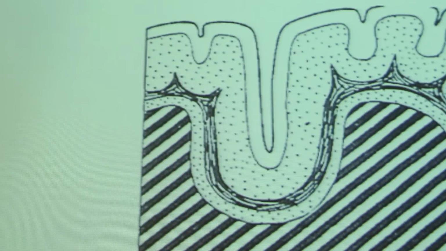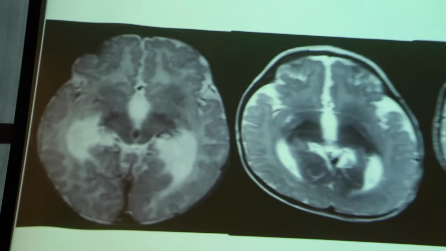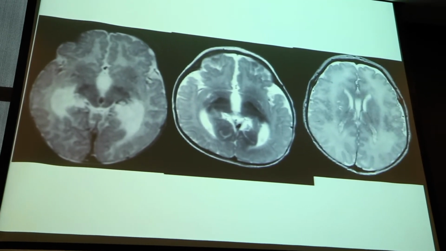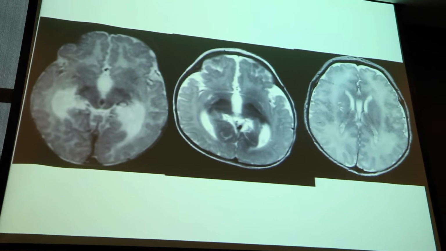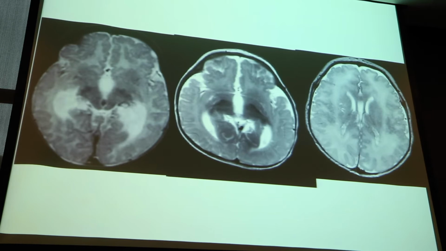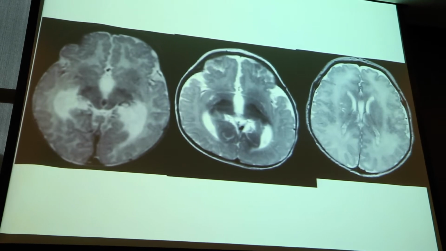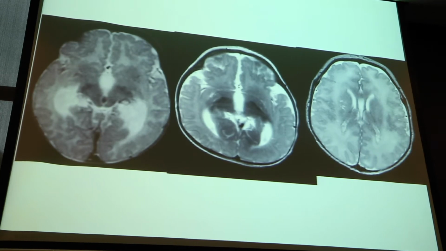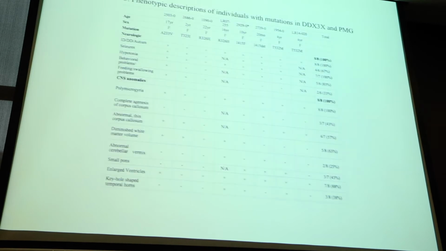And just to go back, this extra change, not the ACC part, but the extra change in this polymicrogyria, correlates 100% with no activity of the protein. So when there's no activity of the protein, we see extra changes, essentially injury to the brain as it develops.